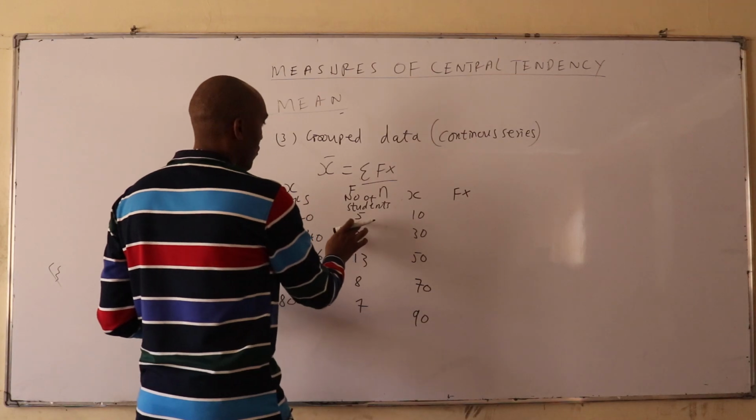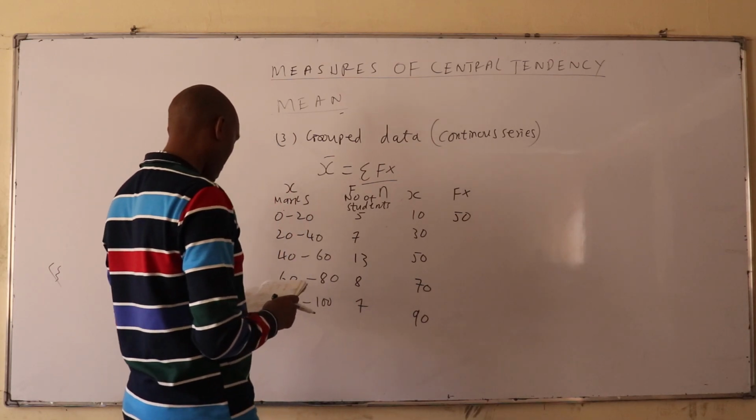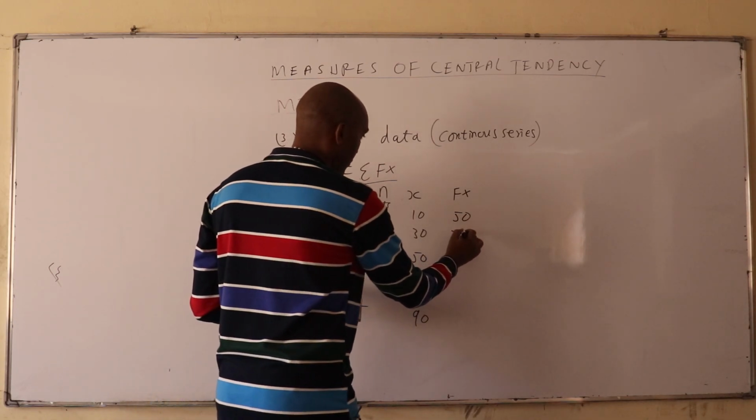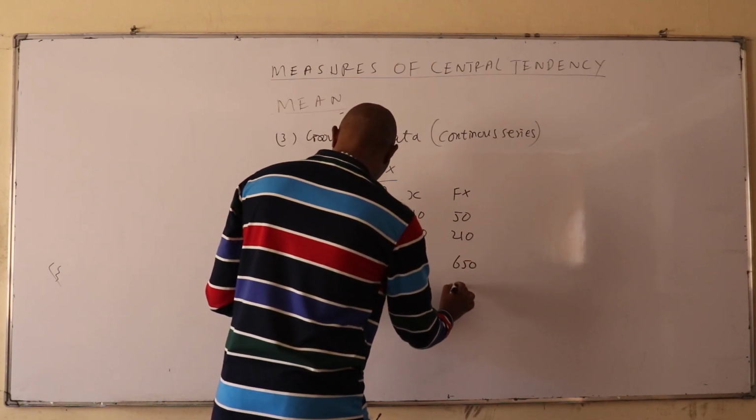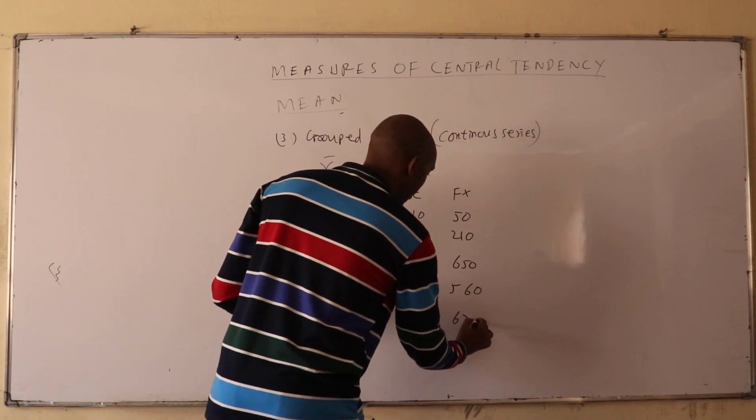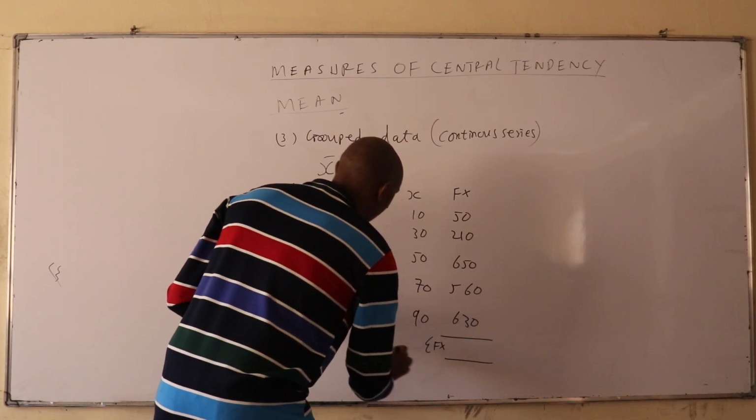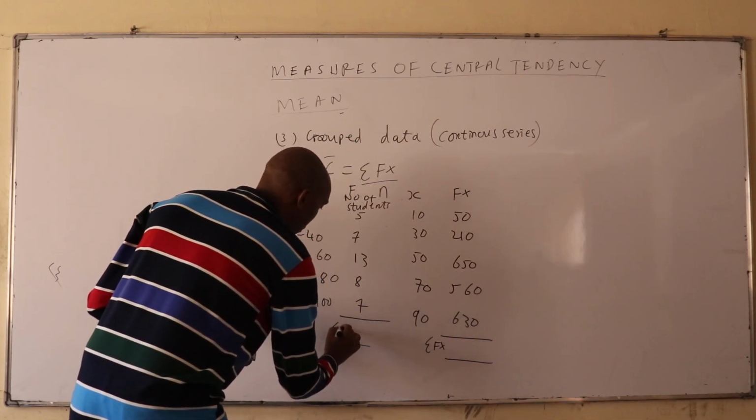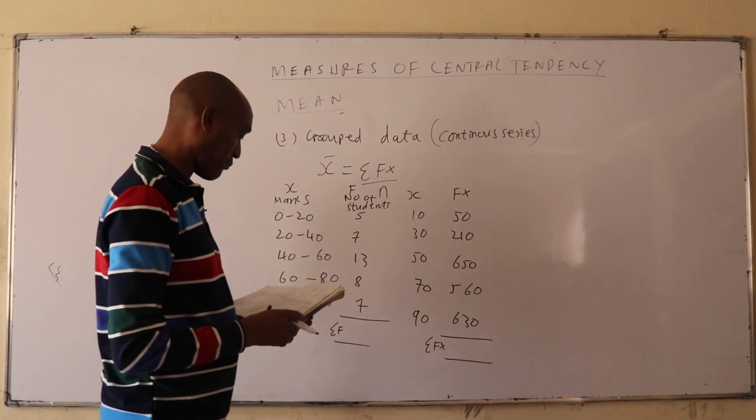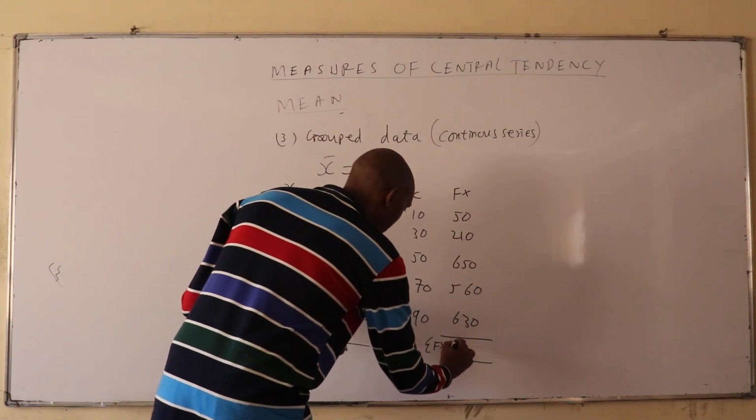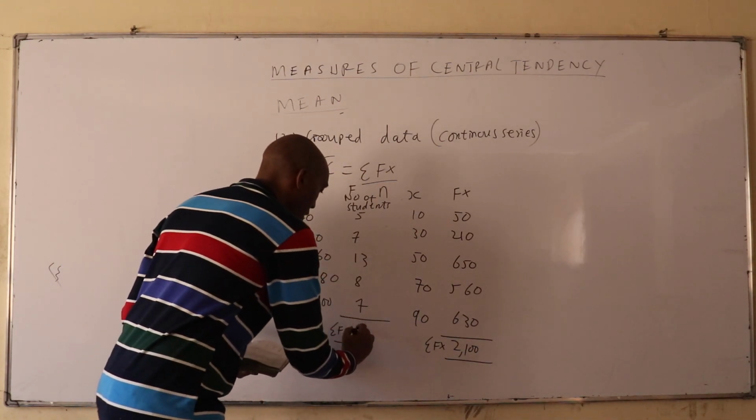Then you take x, multiply by f, and you get fx. So this is 50, this is 210, this is 650, this is 560, this is 630. We want the summation of fx and also the summation of f. So you sum up those two. When you add the fx values, it gives you 2100. You can confirm. And when you add the frequencies, it gives you 40.